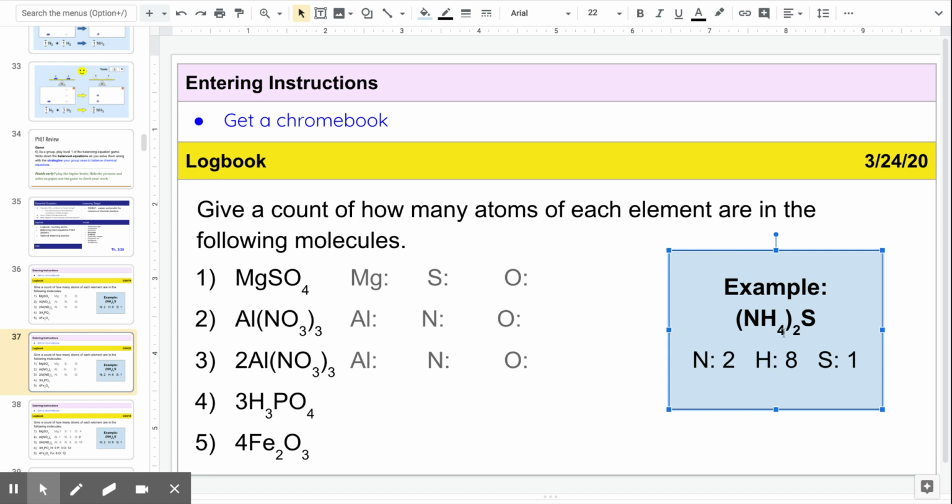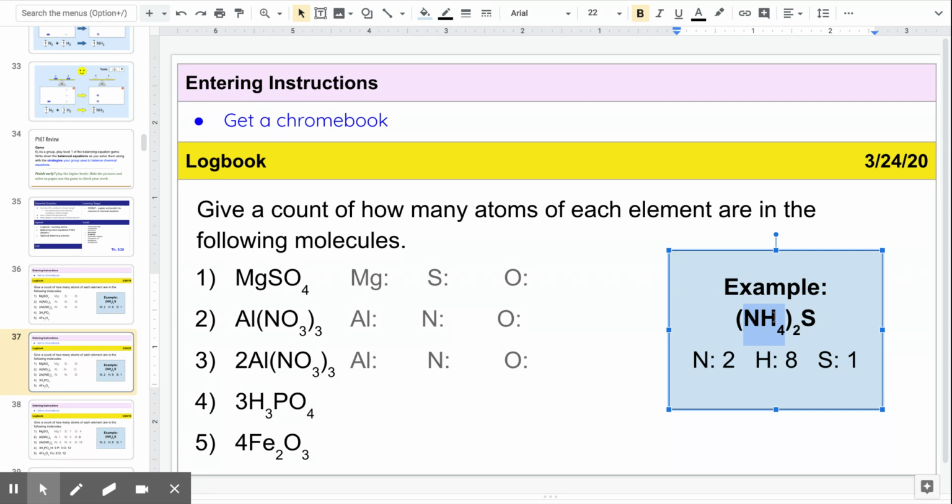So first, I'll just go over the example here in case you needed some help just getting started. So over here, the example is of ammonium sulfide. And we can see here, I wanted to make sure that we had an example with parentheses, so remembering everything that means. So inside the parentheses is NH4, right? And then there's a 2 on the outside. So that means we have 2 NH4 ions.